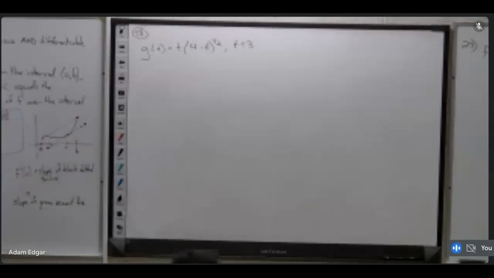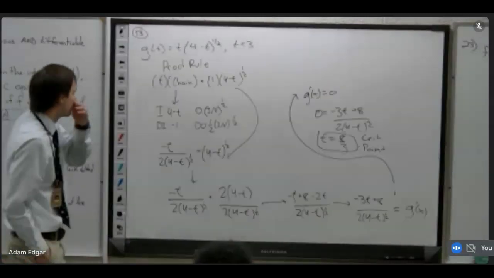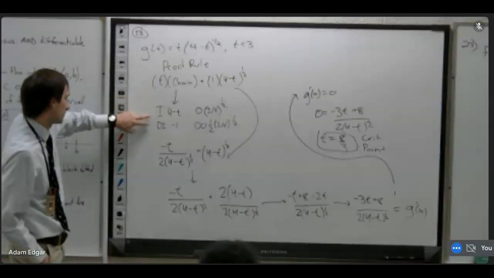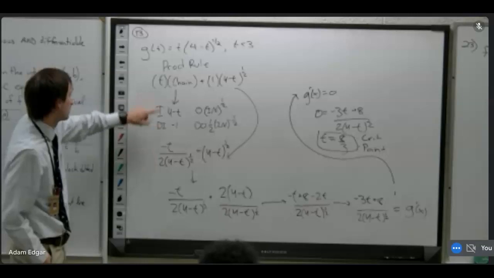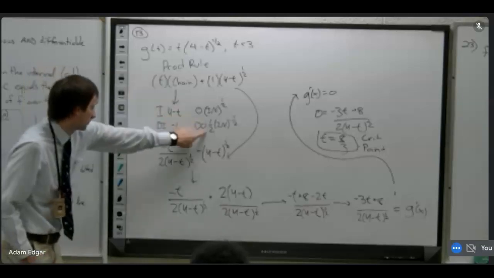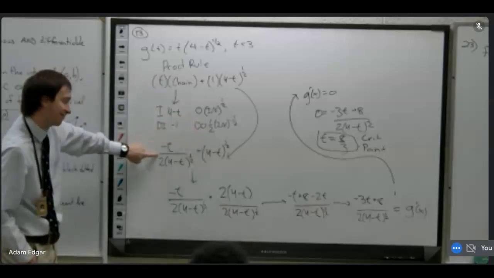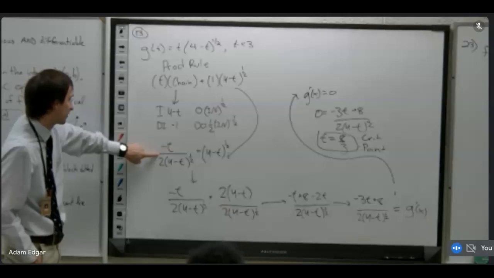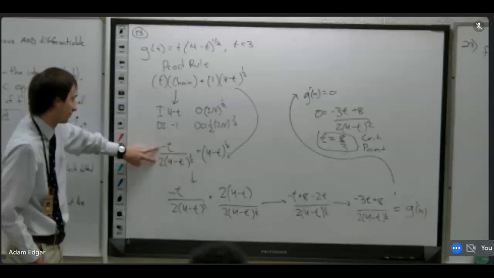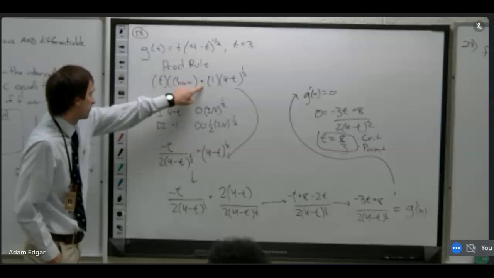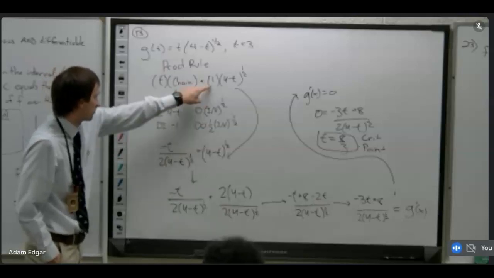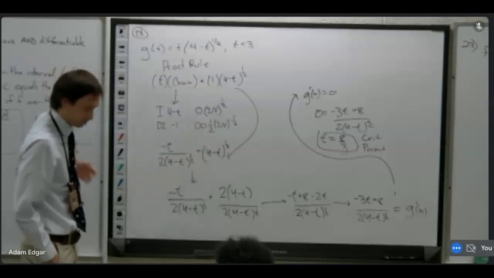Well, Prince puts that up. That gives me negative 2 over 2. Negative 2 over 2, and 4 minus t to the 1 half. And then you bring down the other half of the particle, which is 4 minus t to the 1 half.